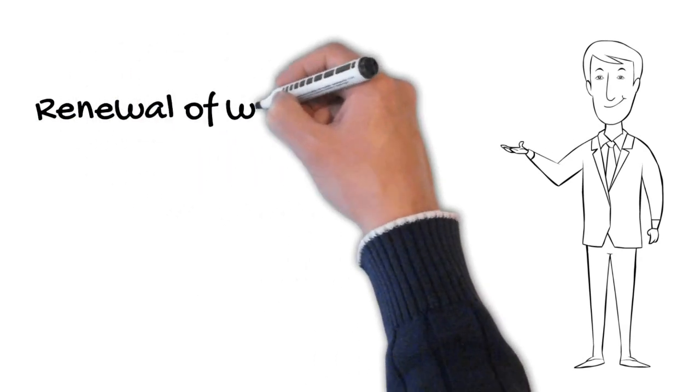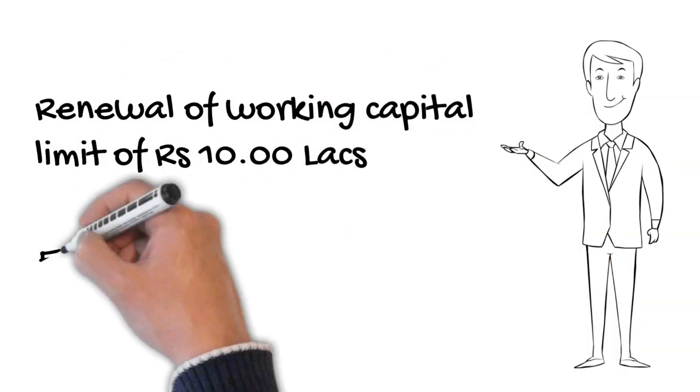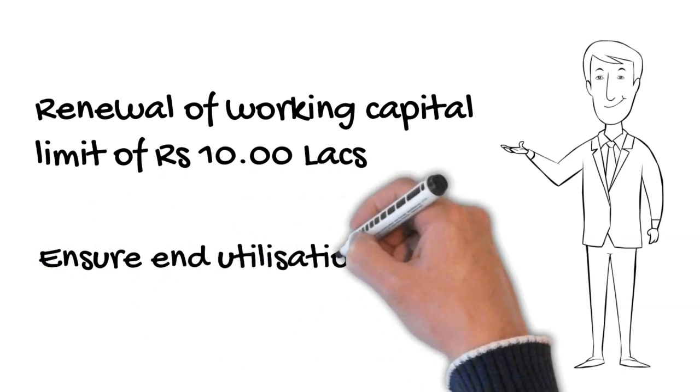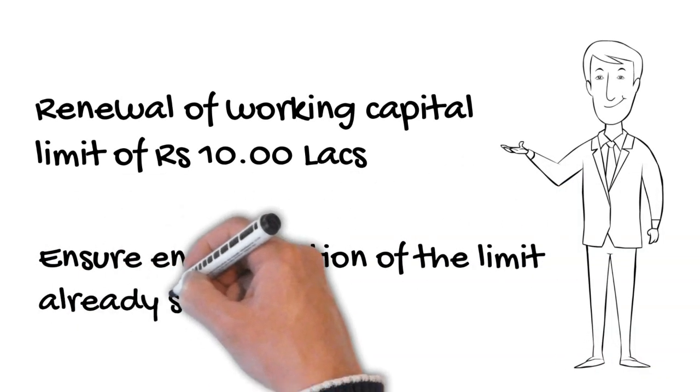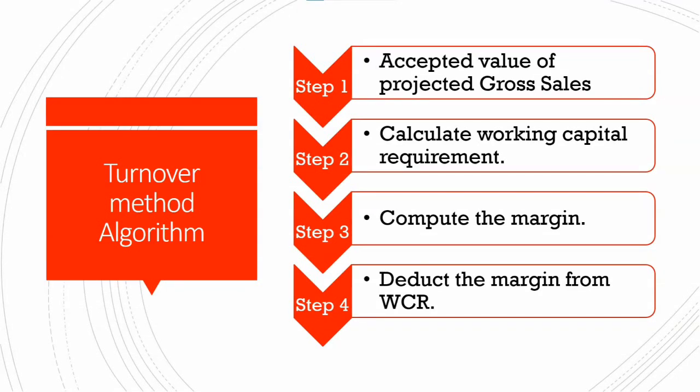Let's say we are renewing a CC limit of 10 lakhs. Before you work out the projections and estimations, the first thing you do is to take a look at the previous year calculation, just to ensure how the unit has utilized the limit. So how to figure out the eligible working capital limit in turnover method?